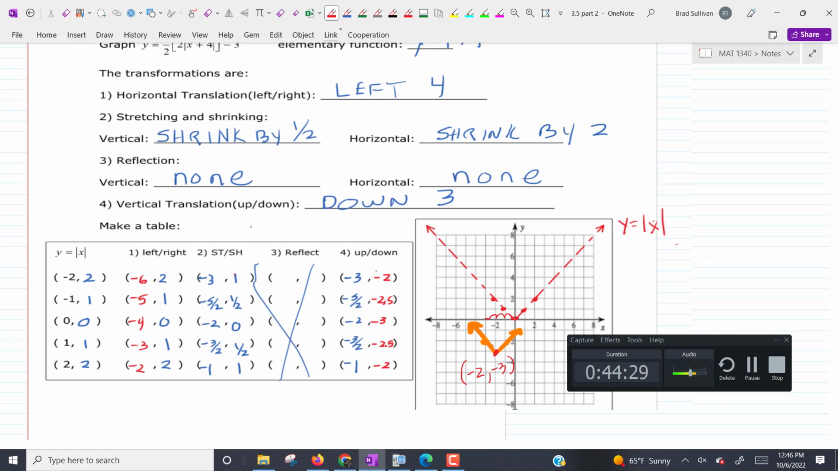Okay, so you want to get these corrected. We did left 4. The x values went down 4. Stretch shrink, we really cut both numbers in half. There was no reflection. And then the last step was to move all the y's down 3. So that's what you want to do.